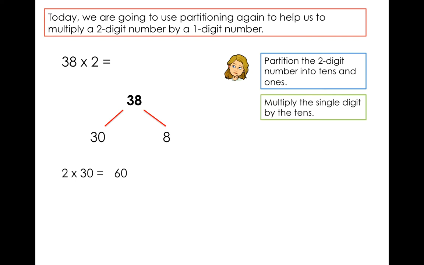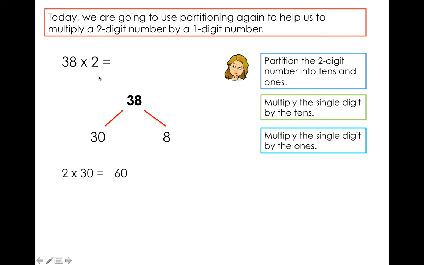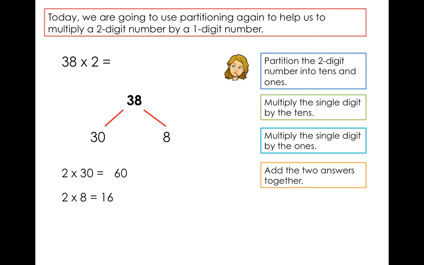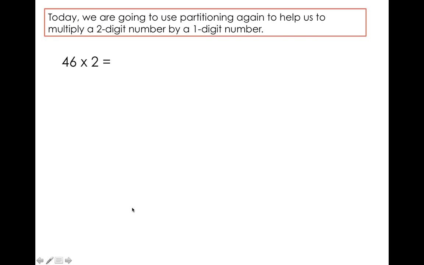Now because 30 is 10 times bigger than 3, we can multiply the 6 by 10 to give us 60. Then the next step is to multiply the single digit 2 by 8. And we know 2 times 8 gives us 16. Finally, we add the two answers together. So 60 add 16 gives us 76. Now remember, if you need to, you can do a column addition just to add those two numbers together. Okay, but only do that if you need to.